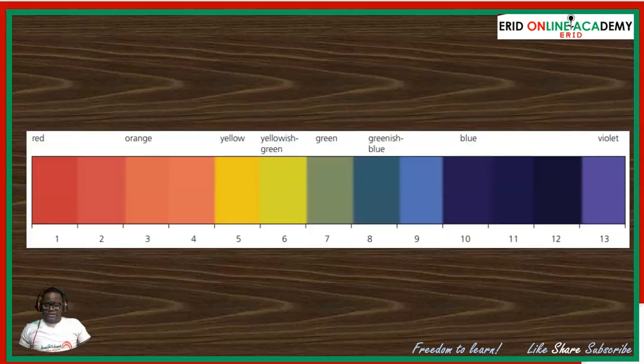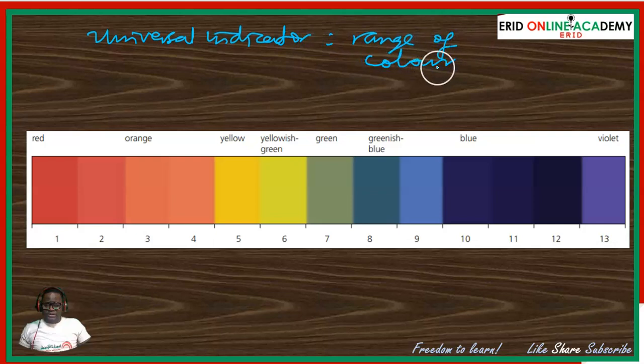A universal indicator. From the word universal, a universal indicator has the capacity to show a range of color, hence the name universal. That means it's general, it applies to all. So you can use a universal indicator to actually tell the pH of a substance.